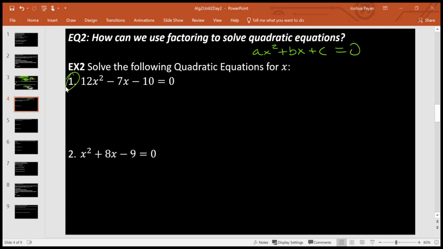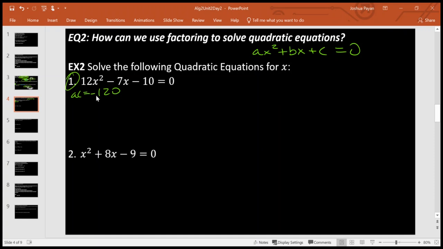Okay, so first example, unfortunately we see a is not equal to 1. That means we're going to have to do AC grouping. I'm going to make a separate video about how to utilize the area model. I just call it the Punnett square. But I'm not going to do that here. That's going to make the video run long. So 12 times negative 10, a times c, negative 120.